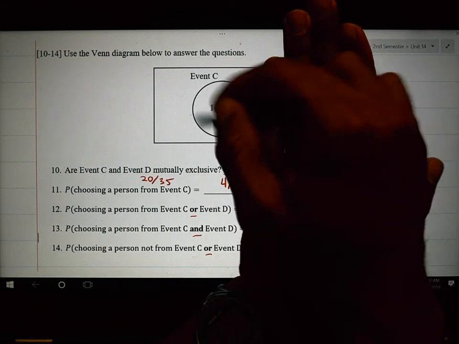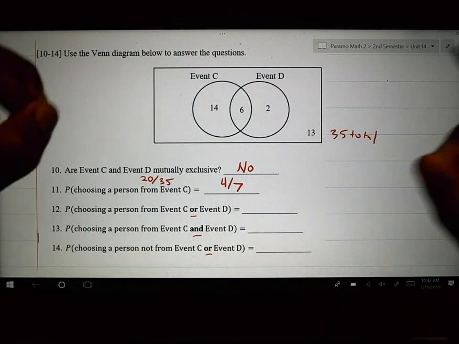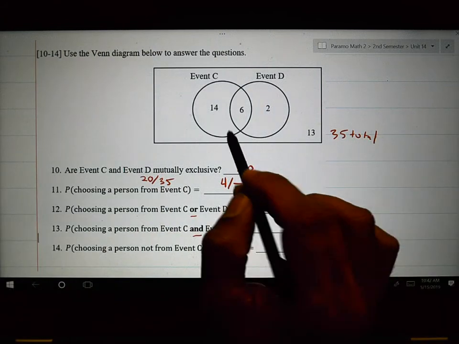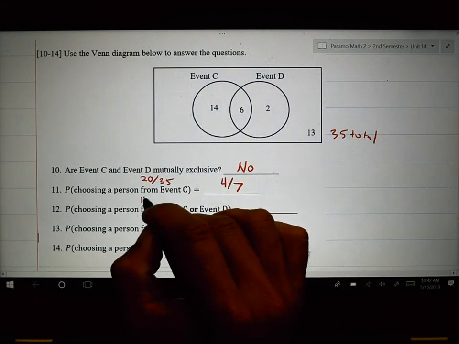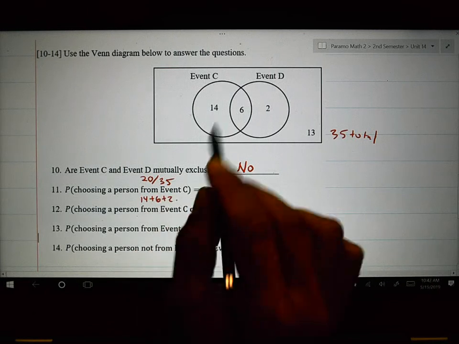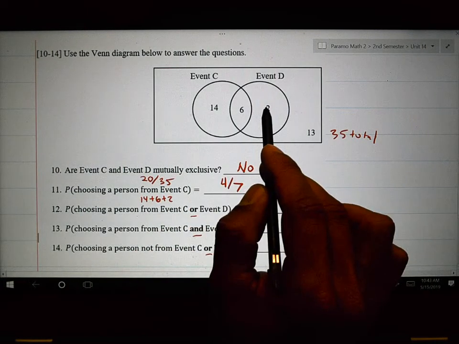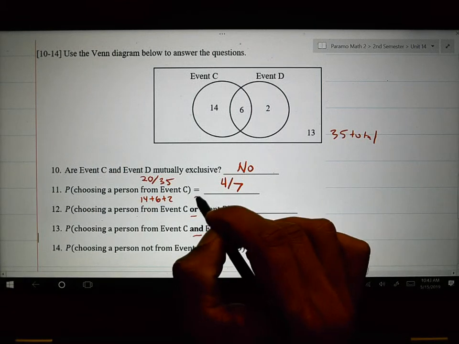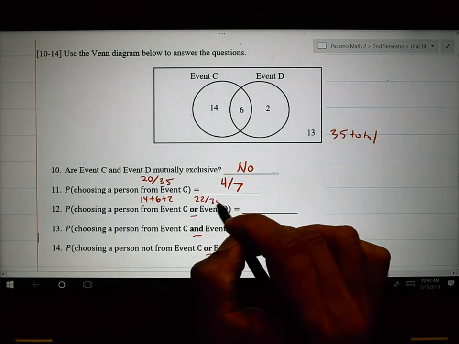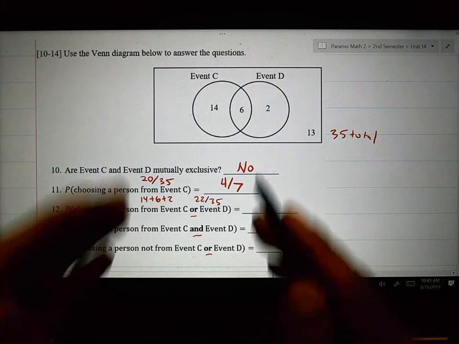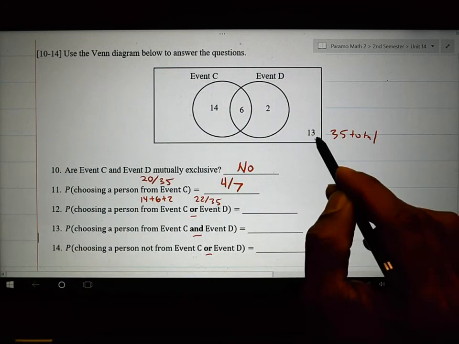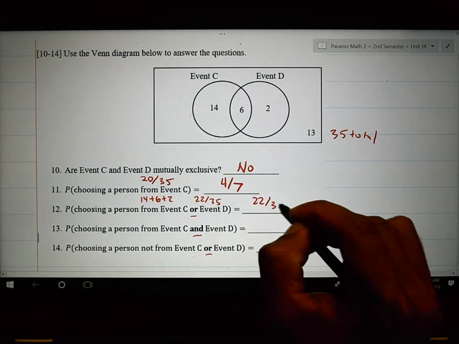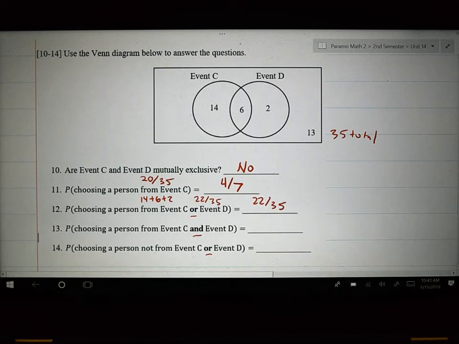These people are in C, these people are in D, but don't count the 6 people twice. It's easiest to add up the 14 plus the 6 plus the 2. The only, and the both. There's 22 out of the 35 that would be in event C or D. There's 13 people who aren't involved with that, by the way. Whatever those 2 events are. We don't know what they are. So I would write that as 22 over 35.